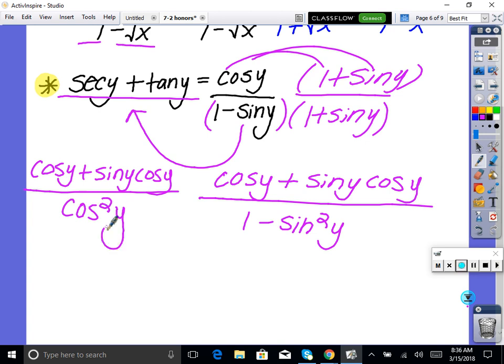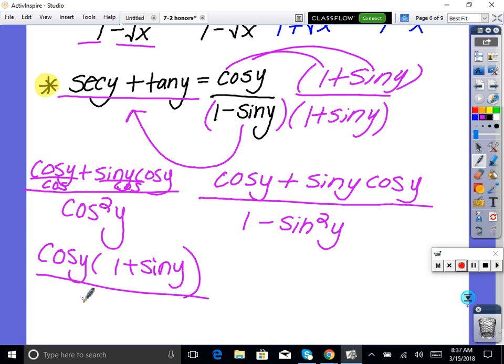Cosine squared y. Is everybody seeing that? Now you say, I need to simplify this. Do you see how there's a cosine in each term? Well, then on top we should factor back out the cosine. Then left would be 1 plus sine of y, right? Divide by cosine, divide by cosine. That's why I got 1 plus sine. Then on bottom we have cosine squared y. Don't one of those divide out?